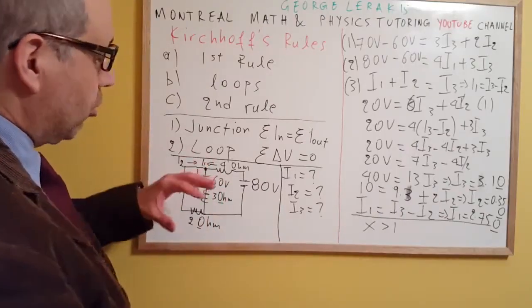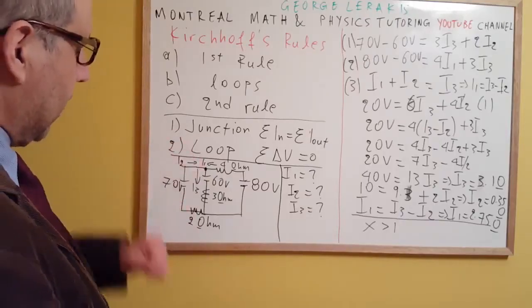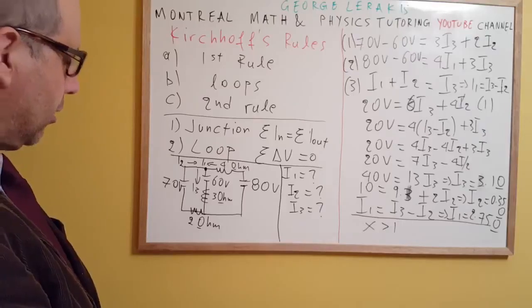Since all the values are positive, that means that the directions of the currents that we chose are actually right. So that's the direction of the currents.